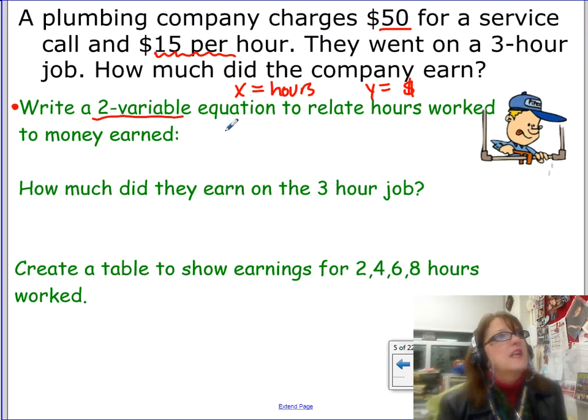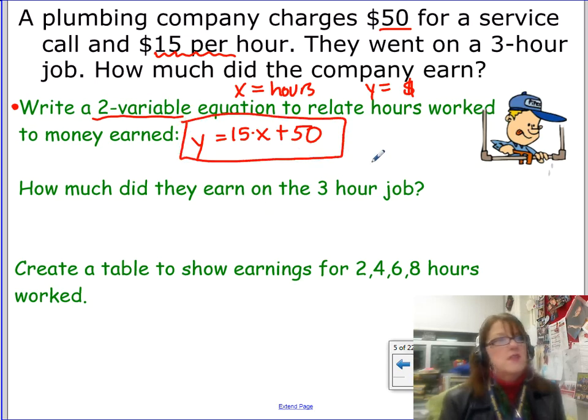Okay. All right. Well, we have to take 15 times the hours. So 15 times X. That's how much money they're going to get for their labor. And then $50 just for the service call. So that's where I'm coming up with this. All of this equals Y. Okay. Y equals all of this. So there's my equation. Boom. Make sure you've got that written down.